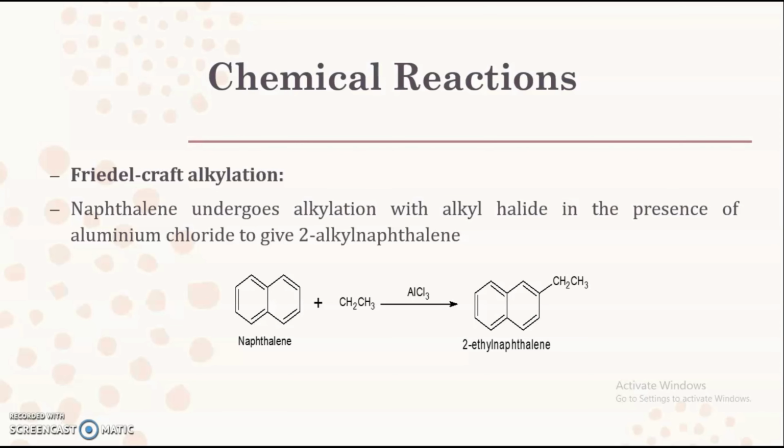getting a 2-substituted product. So, naphthalene when reacted with, say for example, ethyl chloride, in presence of the aluminum chloride, it gives 2-ethyl naphthalene. So, at the second position, there is attachment of the ethyl group. So, this is about the Friedel-Crafts alkylation. So, these are all the electrophilic substitution reactions that are shown by naphthalene.